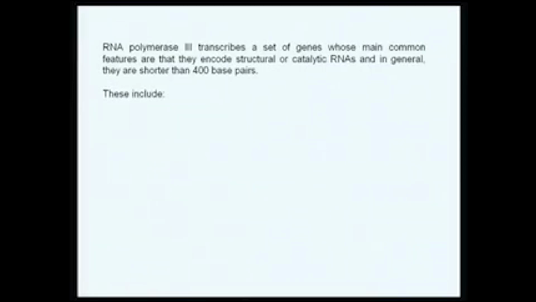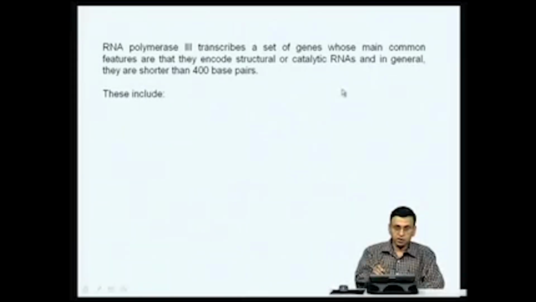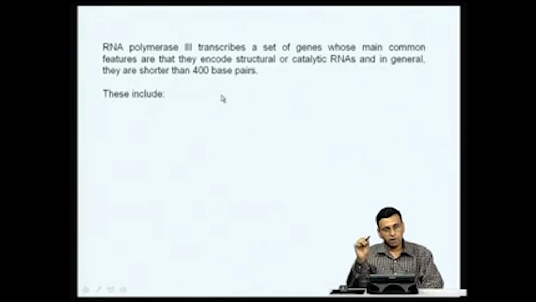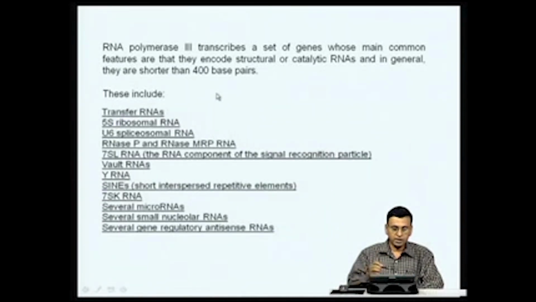Now, RNA polymerase III transcribes a set of genes whose main common feature is that they encode structural or catalytic RNAs and in general they are shorter than 400 base pairs. So RNA polymerase III gives rise to RNA molecules which are approximately 400 base pairs or shorter. And what are these kinds of RNA molecules which are made by RNA polymerase III? These include transfer RNAs, 5S ribosomal RNA, U6 spliceosomal RNA, RNase P and RNase MRP RNA.